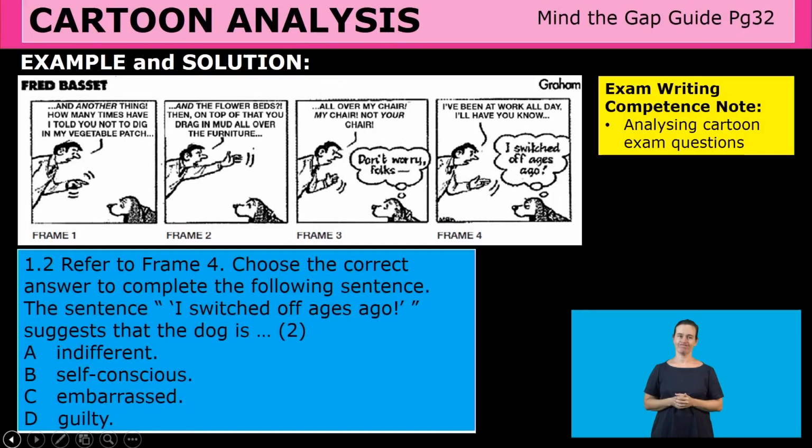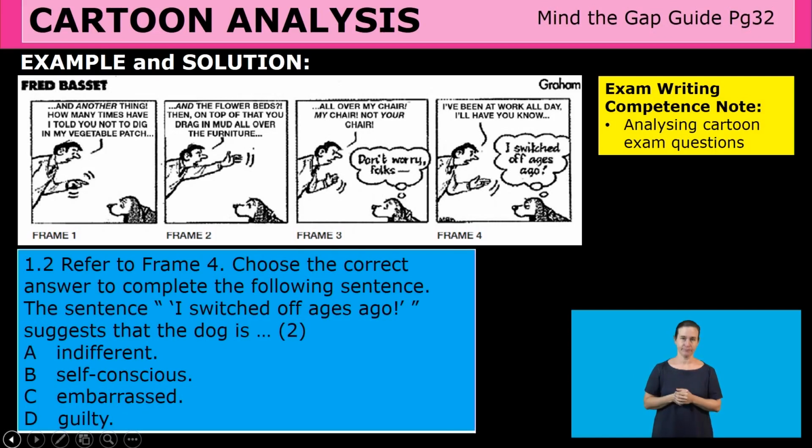Okay. Let's move on to our next question, all right? 1.2 says, refer to frame 4. Choose the correct answer to complete the following sentence. The sentence reads, I switched off ages ago. Suggests that the dog is... our ellipsis, all right? And our options are indifferent, self-conscious, embarrassed, and guilty.